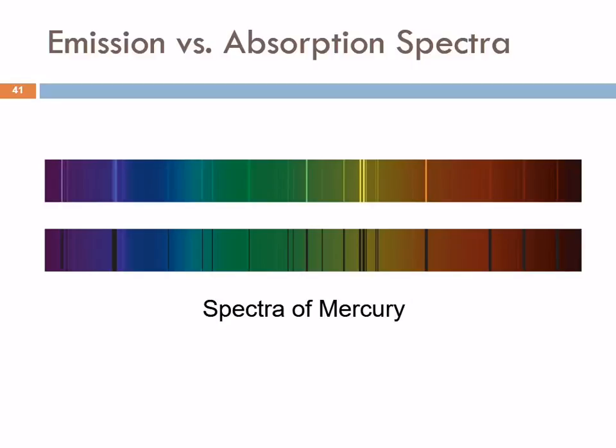You can also observe an absorption spectrum. So you can shine light onto the metal or onto the vapor of the metal and observe what light is absorbed. So for mercury, this is the emission spectrum. We see bright lines where the light is emitted. The absorption spectrum is like a negative in photography. It's the opposite, and so we see dark lines where these particular wavelengths of light were absorbed. Any questions?